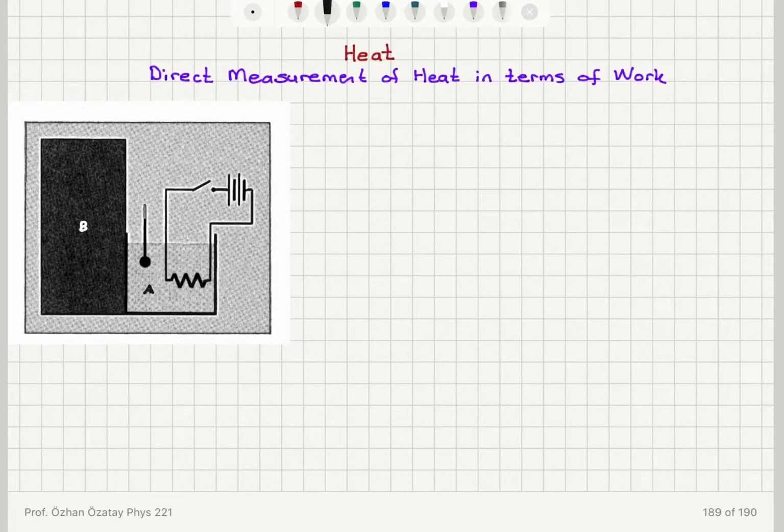We're now going to talk about the measurement of heat. The technique for measurement of heat is known as calorimetry. And there are two ways we can do measurement of heat. We can do it directly in terms of work, or we can do it by comparison.